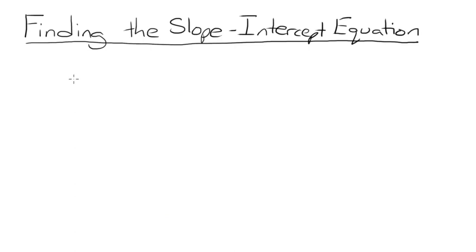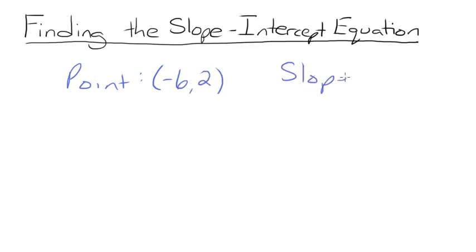Find the slope-intercept equation of a line that passes through the point -6, 2, and has a slope of 5. So first we're going to write out the general form of a slope-intercept equation, y equals mx plus b. Then we're going to plug in our slope. Our slope is 5, so we'll get y equals 5x plus b.